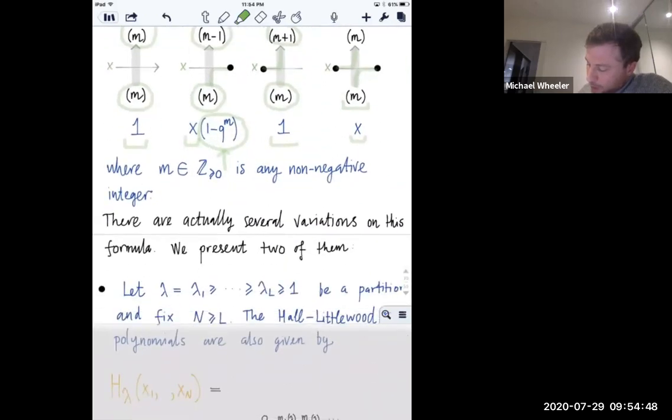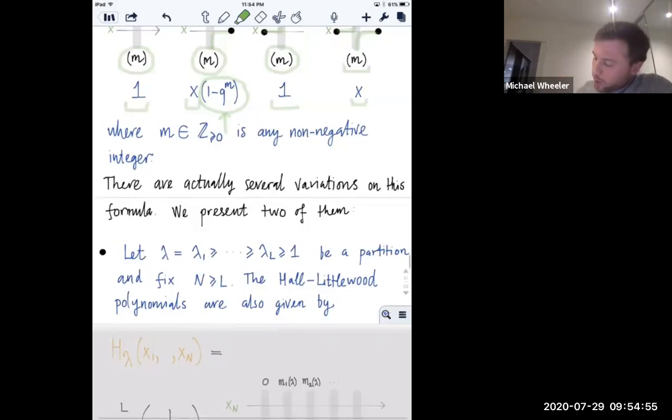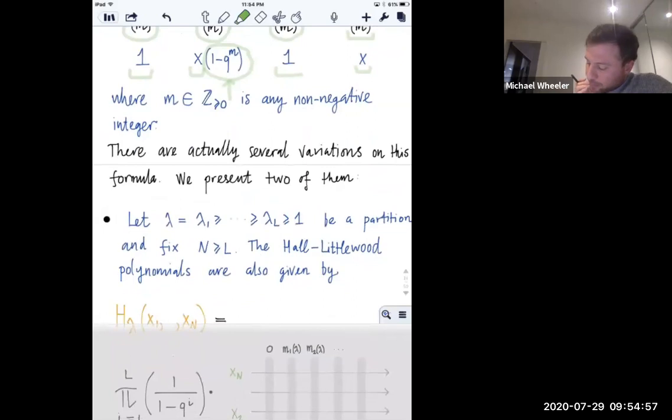Okay. So I'd like to mention some variations on this formula, which will be useful in what follows. So we're going to look at 2 variations. All right, so here is the first one.